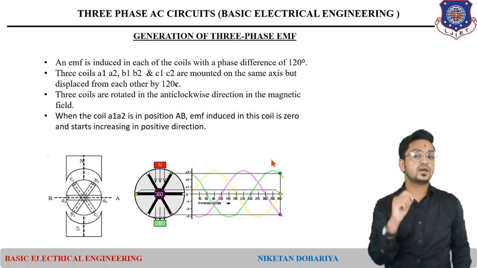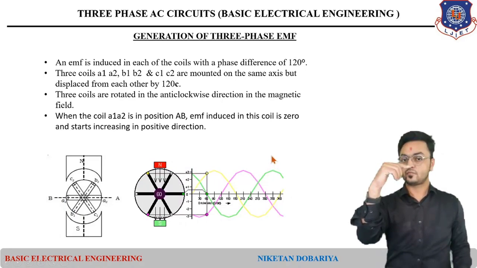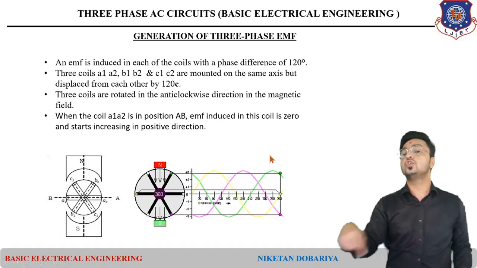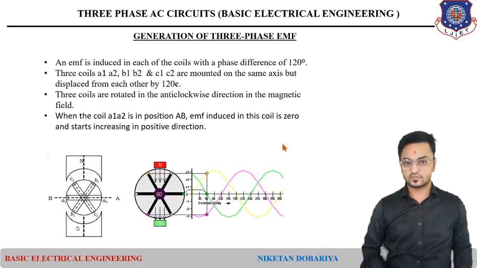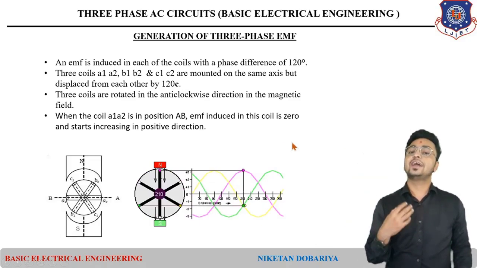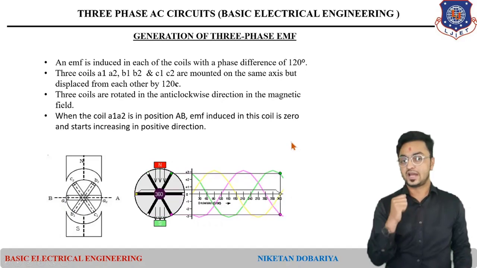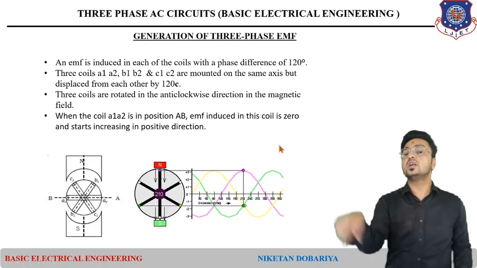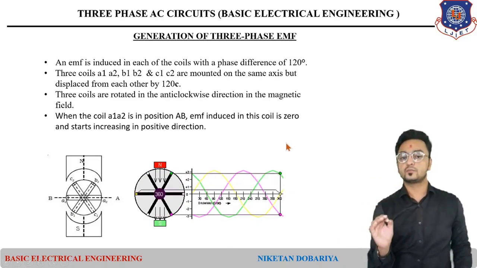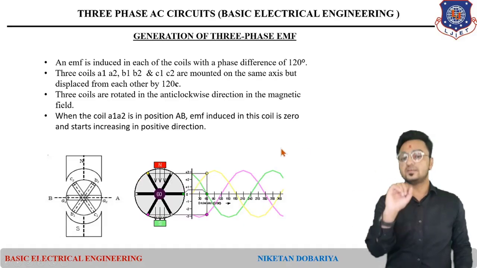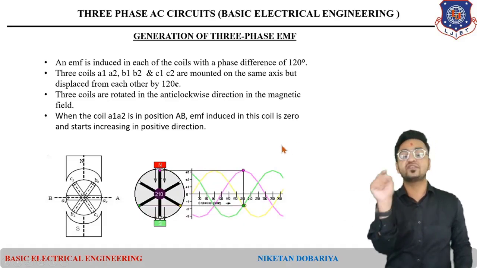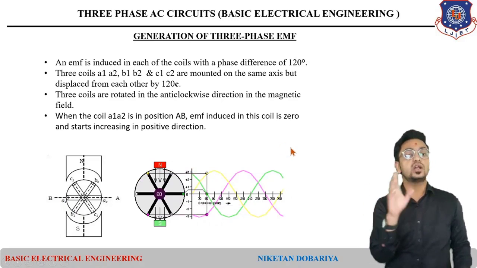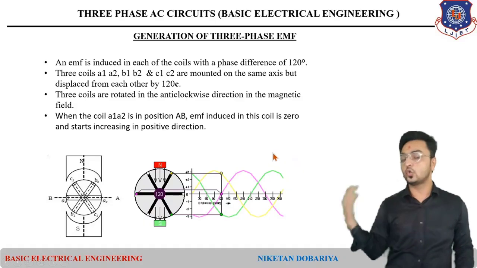That means the first voltage will be at 0 degrees, the second voltage at 120 degrees, and the third voltage at 240 degrees. So here we will generate three voltages with the same magnitude, and if we find the angle difference between the vectors of these three voltages, it should be an equal difference of 120 degrees. This kind of voltage will be generated over here.